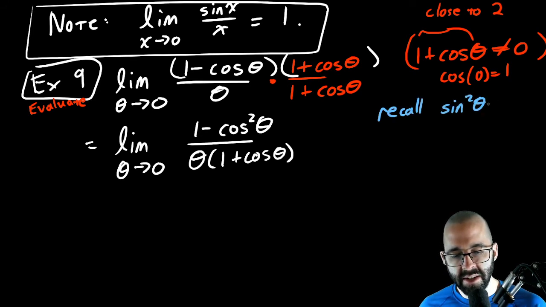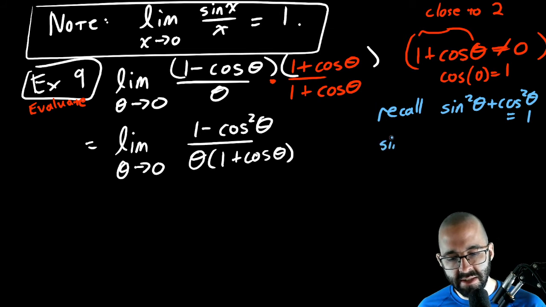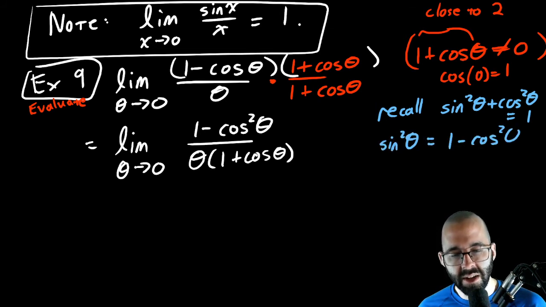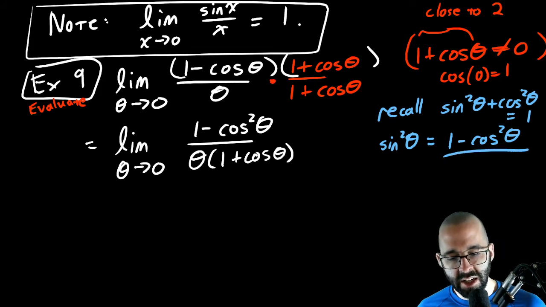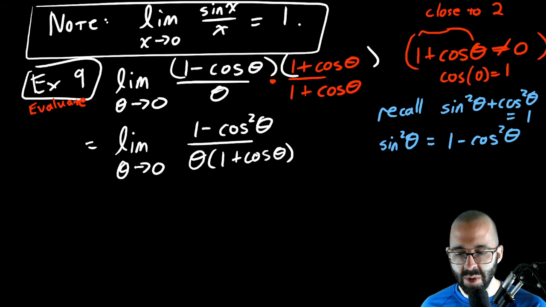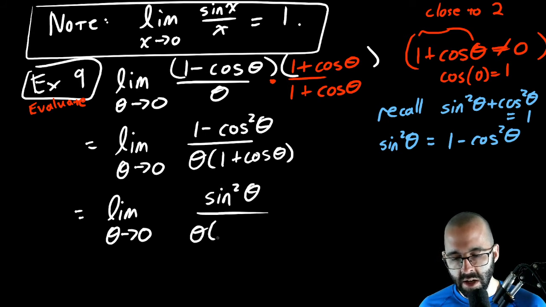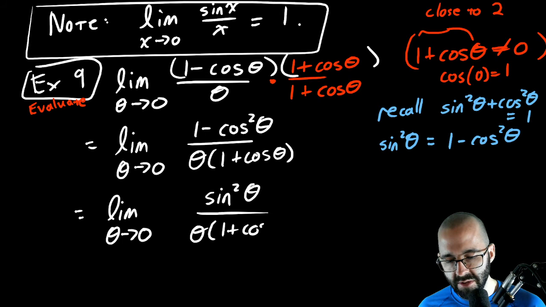Pythagorean identity: sine squared of any angle plus cosine squared of that angle is equal to 1. If we subtract cosine squared from both sides, we get that sine squared of any angle is 1 minus cosine squared of that angle. So we can change cosine to sine in this way, as long as we have a squared. So this is exactly equal to sine squared over theta times 1 plus cosine of theta.